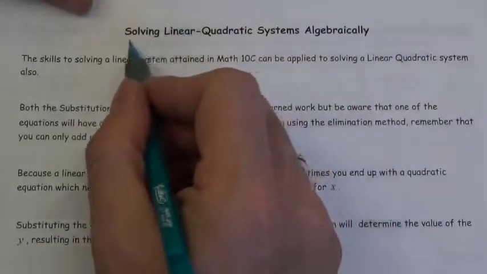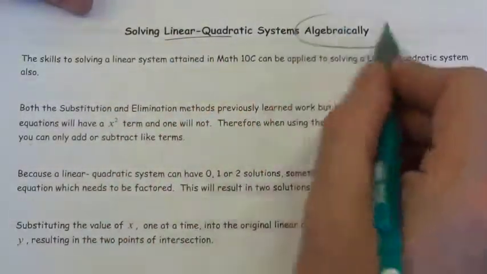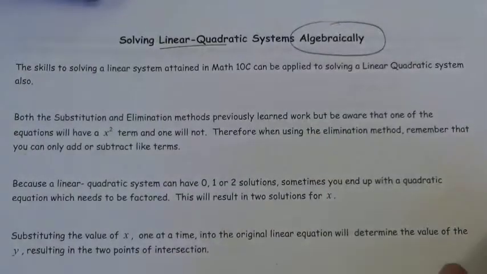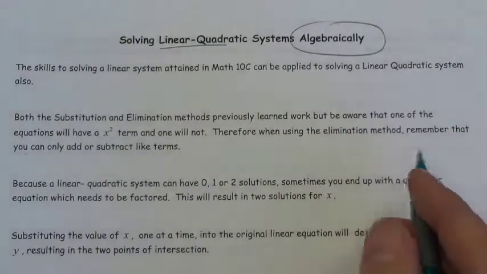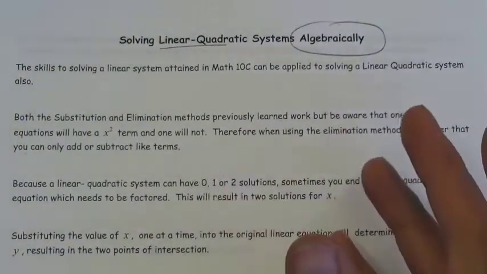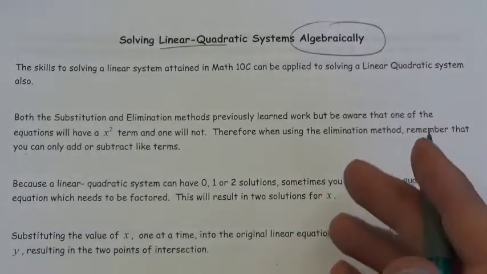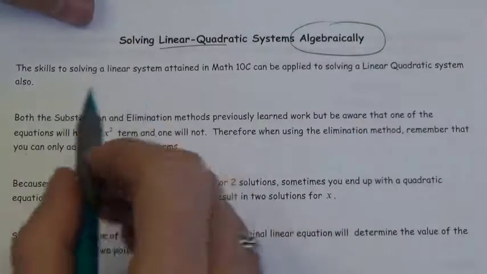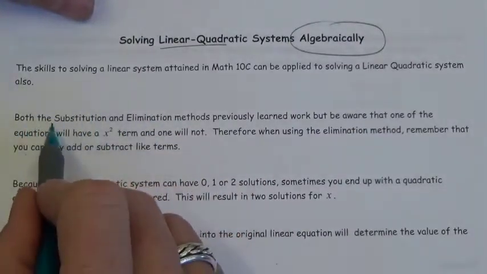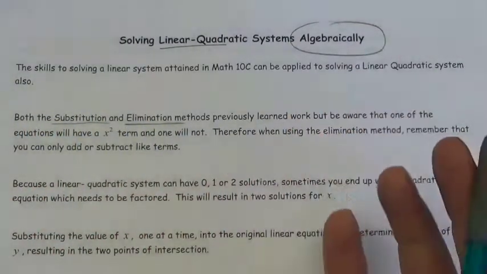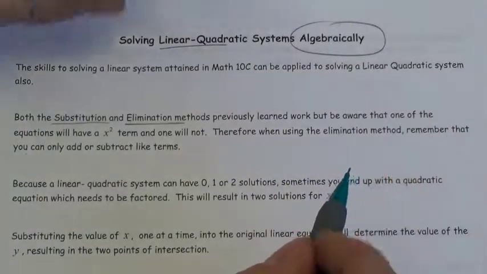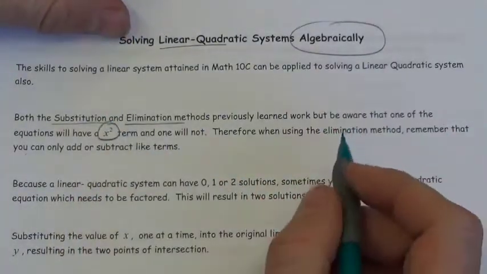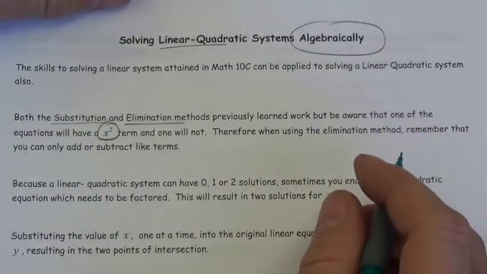Okay, now we're going to take a look at solving linear quadratic systems algebraically. This is really where we wanted to get to. You're going to see that our method for solving is going to be really similar to what you would have seen in a previous course, with just a little bit of a tweak to it. In a previous course you would have used substitution and elimination, and they work here as well, but you've got to be very aware that you've got an x squared term that is going to show up in this system.